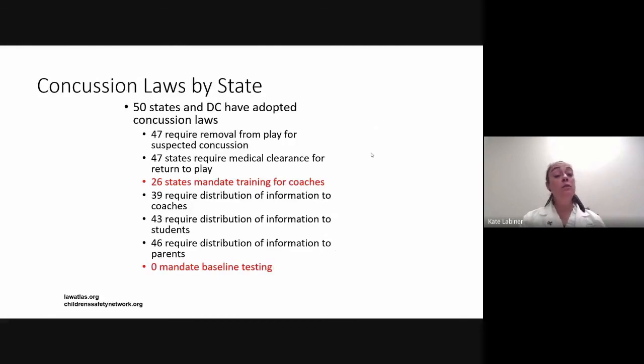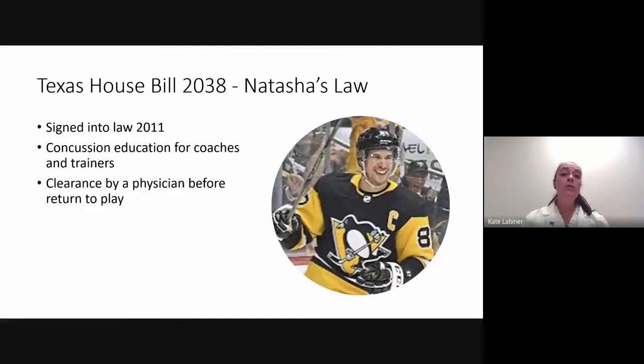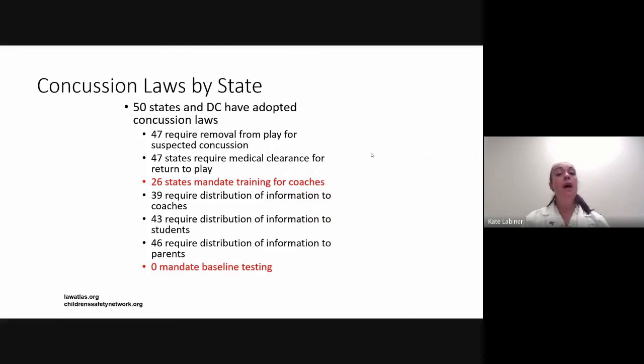Now, when we talk specifically about concussions and how we handle concussions, each state is a little bit different. Every single state has some sort of concussion law, and that's including DC. However, what you see is none of them mandate baseline testing. Baseline testing is very important for us in neurology because otherwise I'm comparing you against nothing, and we'll talk about that in a minute.